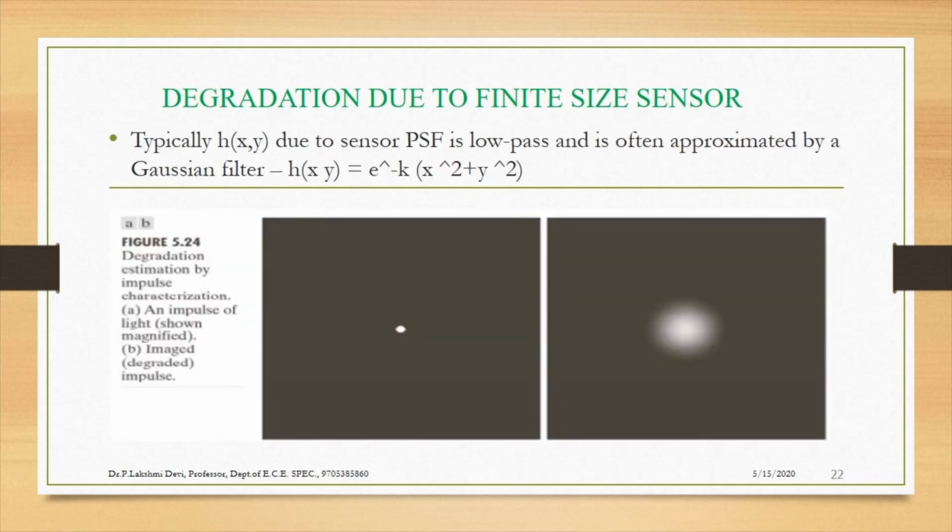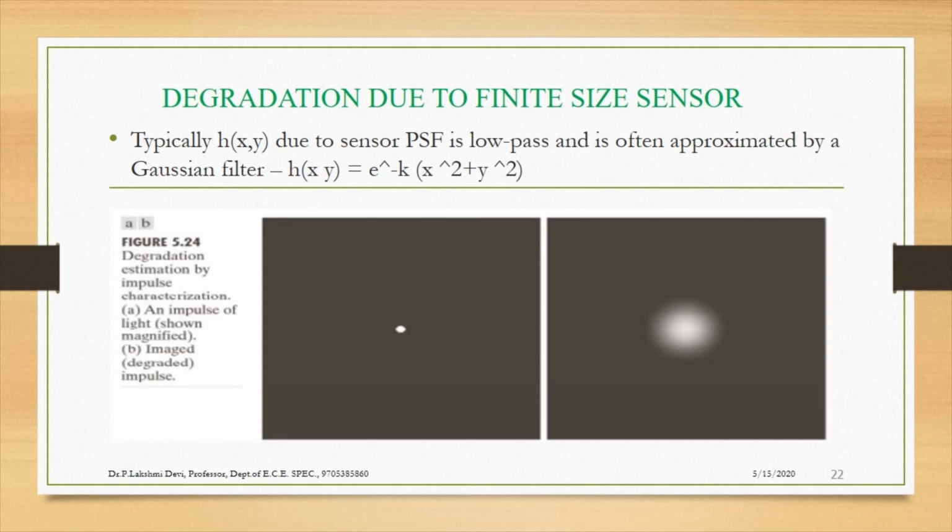See here, h of xy due to the sensor point spread function is a low pass and is often approximated by a Gaussian filter. That is, h of xy for the given degradation filter is equal to exponential of minus k times x square plus y square.